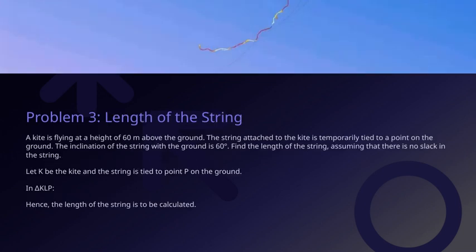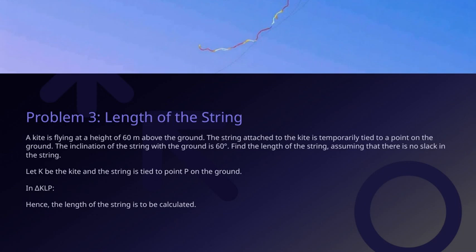All right, let's look at problem 3, which is about the length of the string. Imagine a kite flying high above the ground at a height of 60 meters. Now, this string is tied to a point on the ground, but it's also inclined at an angle. Specifically, the string makes a 60-degree angle with the ground. Our goal here is to find out how long that string actually is.